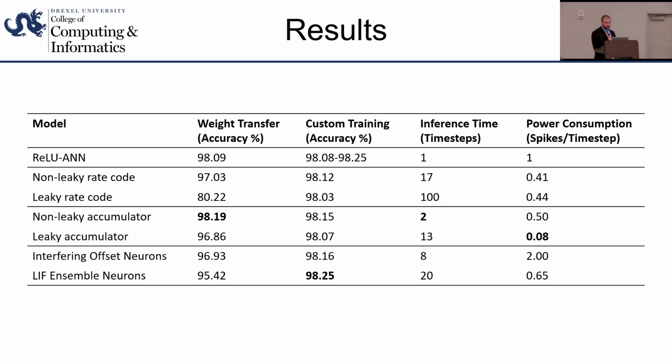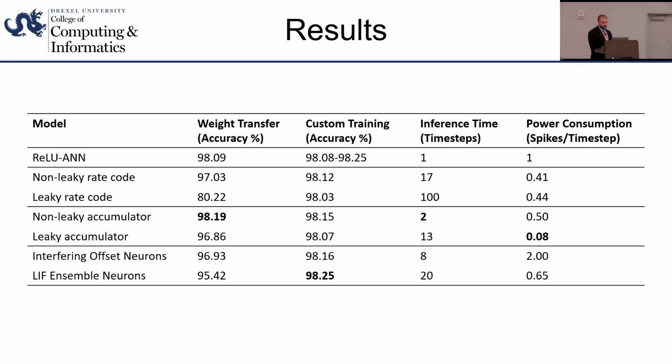So here are the results from our different classification tests. On the left, the models are separated by different types. So we have the ANN at the top, the two rate codes, the accumulator models, and then the ensemble models. You can see that for the simple weight transfer, the non-leaky accumulator was able to give us the same accuracy as the ReLU ANN, so it was able to approximate it very well. This is allowing it 100 spikes per time step.